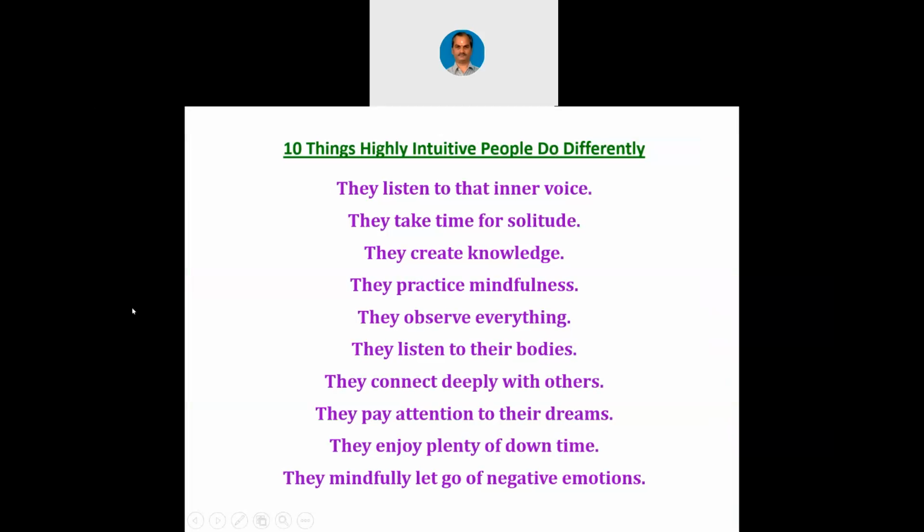Ten things highly intuitive people do differently. They listen to that inner voice. Anyone and everyone has got this inner voice, whether they are educated or uneducated, whether they are poor or rich, whether they are rural or urban, whether they are spiritual or material. Everybody has got this inner voice. That is called Antasakshi, Atmasakshi. Even animals have this inner voice. Even animals know what is right, what is wrong.